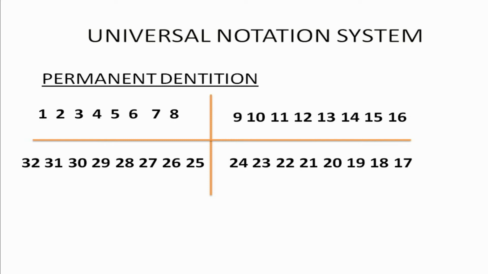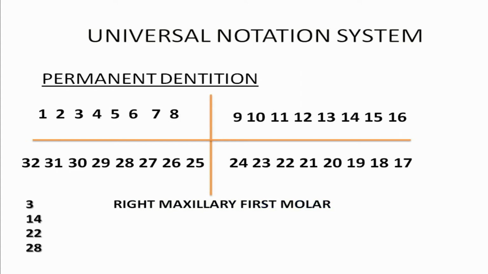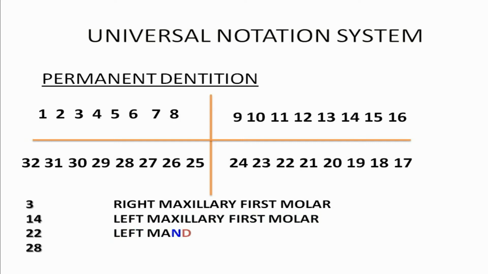I'll give you some examples. 3 means right maxillary first molar. 14 means left maxillary first molar. 22 means left mandibular canine. 28 means right mandibular first premolar.